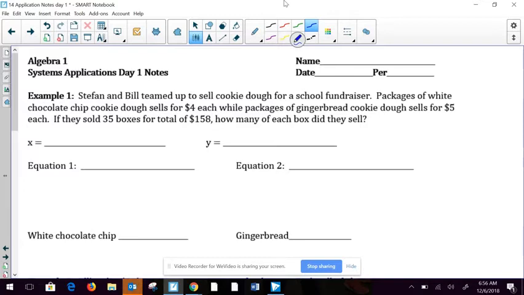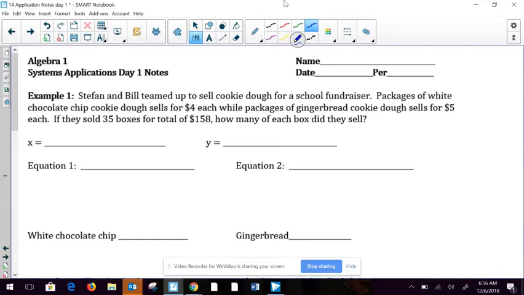So let's get started. Stefan and Bill teamed up to sell cookie dough for a school fundraiser. We have packages of white chocolate chip cookie dough that sells for $4 each and packages of gingerbread cookie dough that sells for $5 each. If they sold 35 boxes for a total of $158, how much of each did they sell?